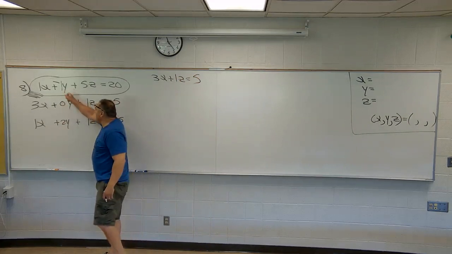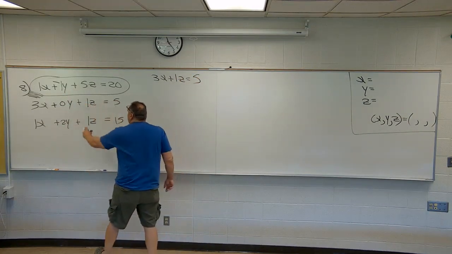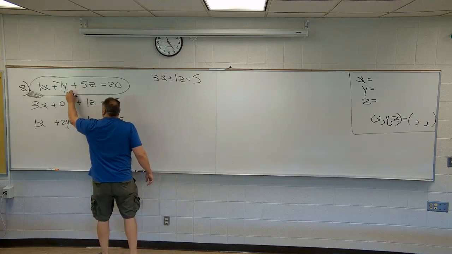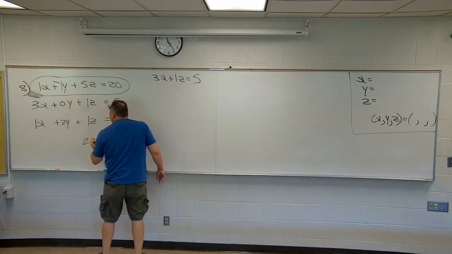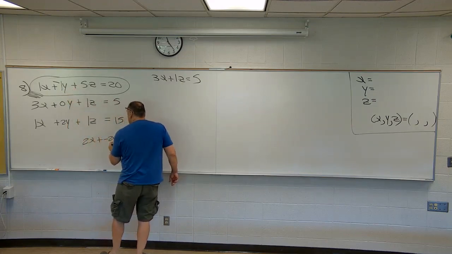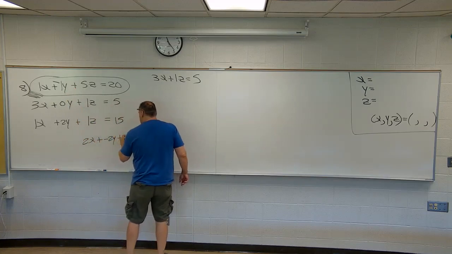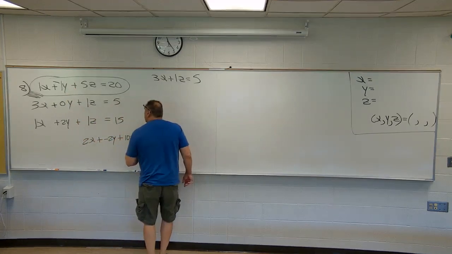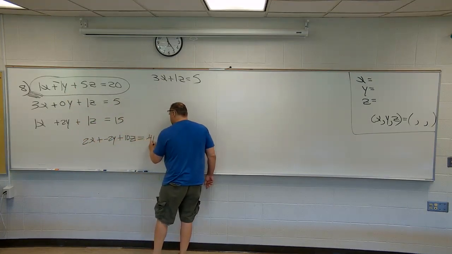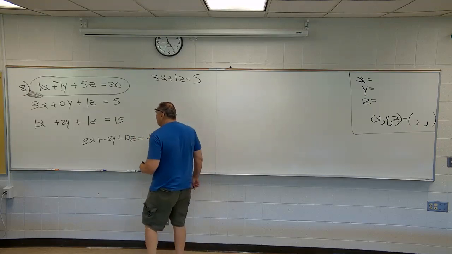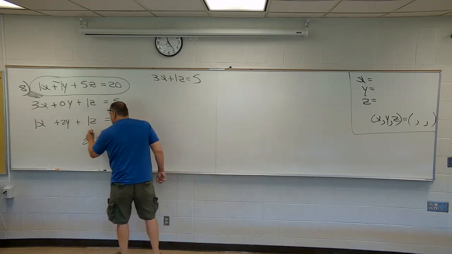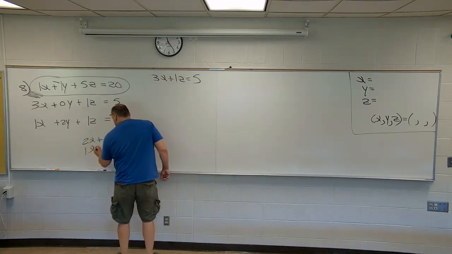For this one right here, what do you say you double it? Multiply by 2 all the way across. You get 2x plus negative 2y plus 10z equals 40. I'm going to leave the other one alone, and you're going to see what I'm about to do.